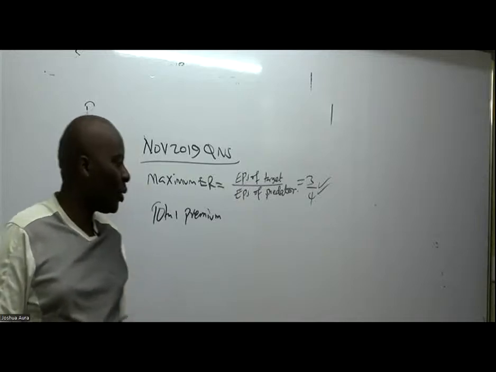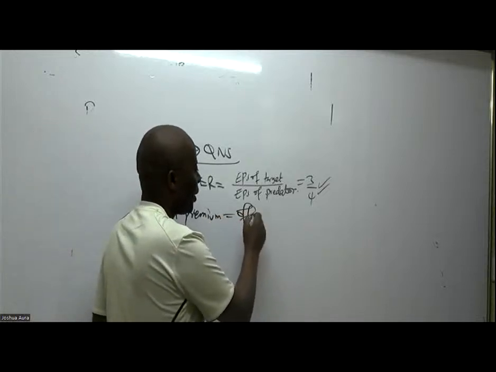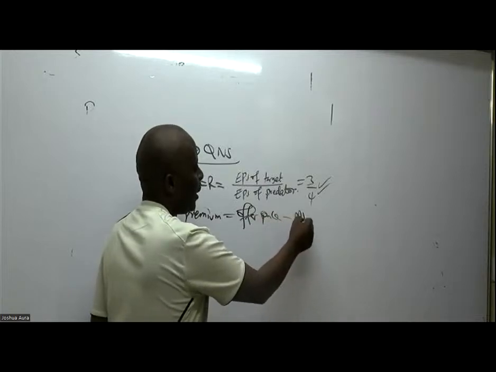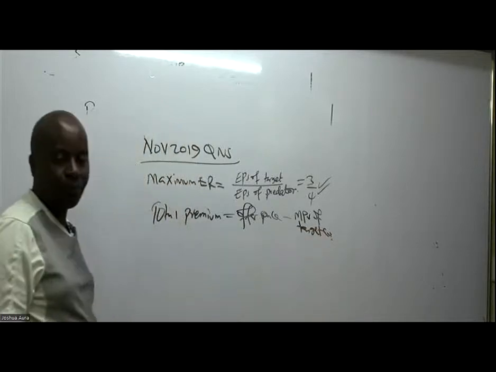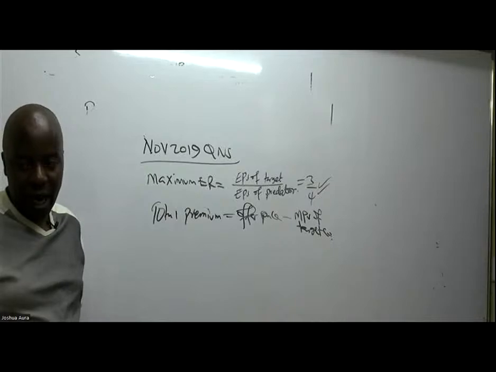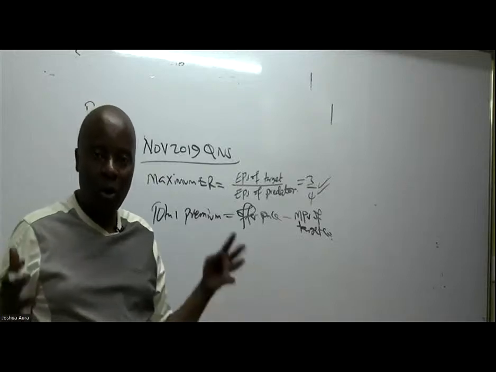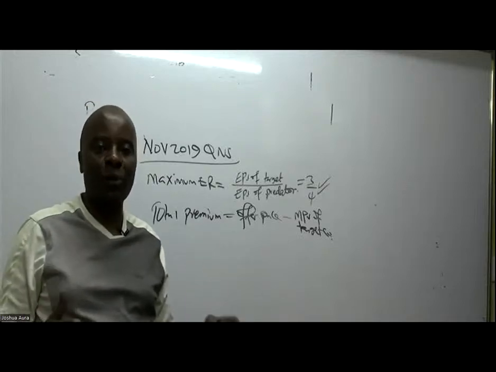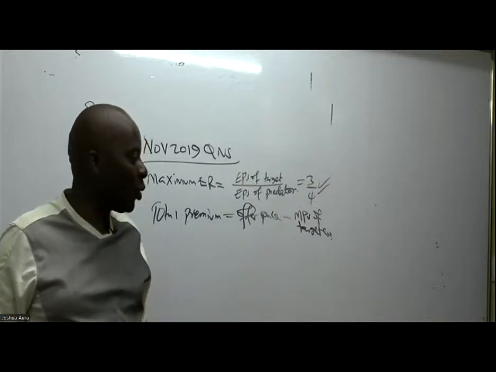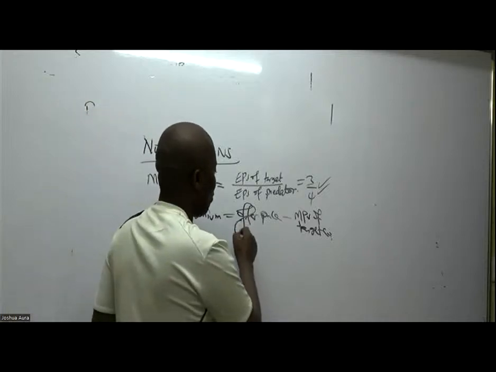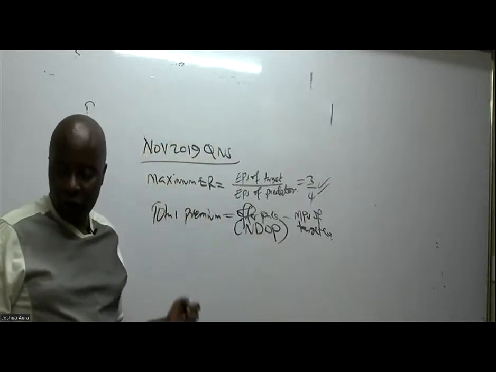Let's see. So remember when they ask for total premium, this is the formula. You will take the offer price, the price offered, minus MPS of the target company. Now, the offer price has not been given in this question. When offer price is not given in a question, I showed you what you're supposed to do. You calculate it yourself by looking for what we call the DOP. DOP is the non-diluting offer price.